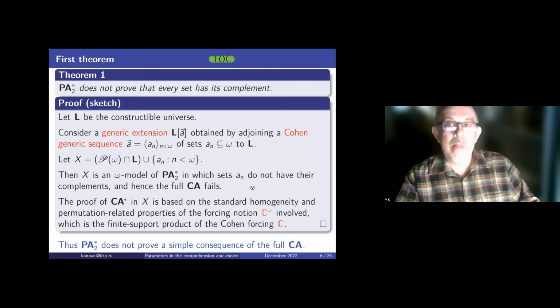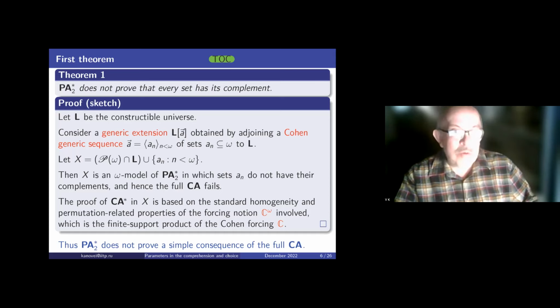Vladimir, I apologize. It's difficult to ask questions online. I never know how to do it, but is it okay to ask questions? So at least you know that someone's listening. Maybe you will comment on this a little later. But what is the strength of this statement that every set has a complement? What happens when you add it to PA star 2?